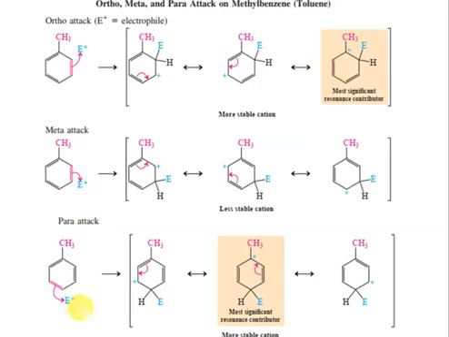Now let's consider the para attack. In case of para attack, here we have a positive charge, a positive charge and a positive charge. Again, the most significant contributor is this one. Here again we have a tertiary carbocation which is being stabilized by methyl. So methyl is stabilizing this tertiary carbocation by means of inductive effect as well as resonance effect, right? So you can see that the carbocations formed by ortho attack and para attack are highly stable.